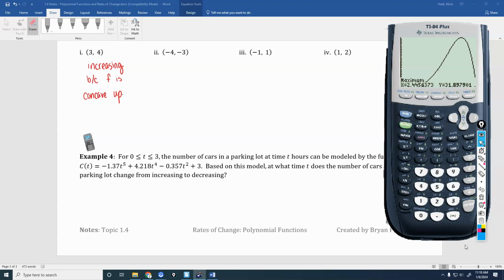And it's going to tell me the answer, which is, okay, so it's not letting me write. I get 2.44563, 31.89. So which one of those numbers is my answer for this? It says, based on this model, at what time does the number of cars in the parking lot change? It's the 2.445. It is the T in this case. Now, if it had asked what's the maximum number of cars in the parking lot, you would have said 31.89 for that.